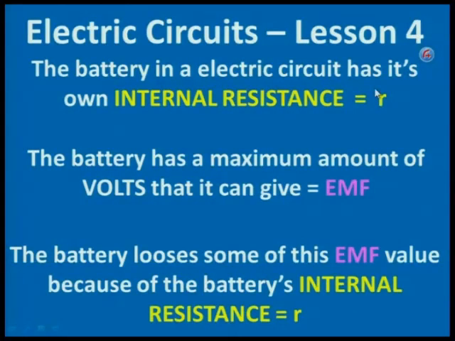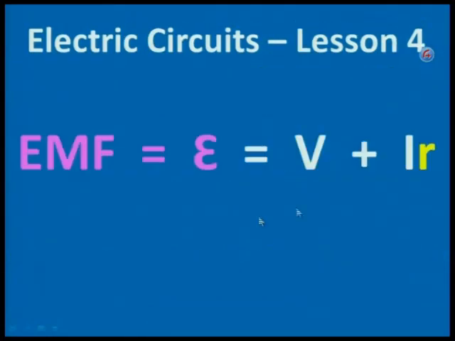So the symbol for internal resistance is now small r. And that is the little resistor inside the battery that takes some of its energy away and lowers the EMF. Therefore, we have a new equation for you to remember. EMF, which has this little E symbol, equals V plus I times small r.